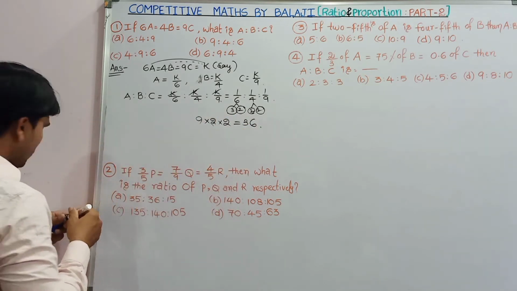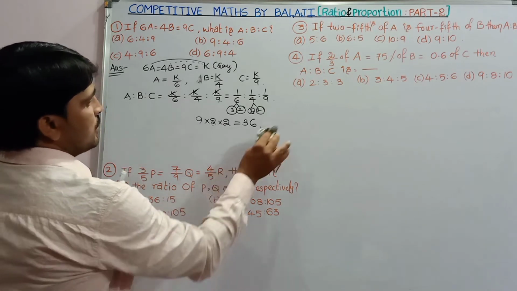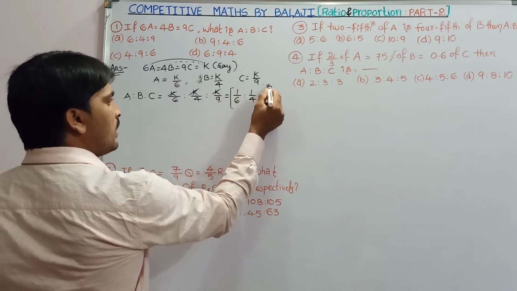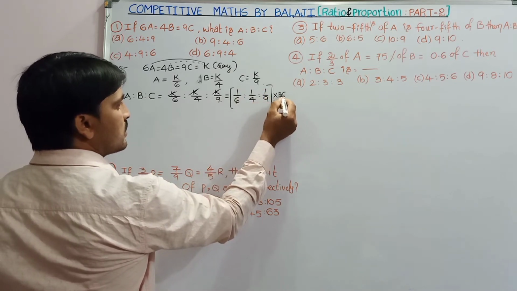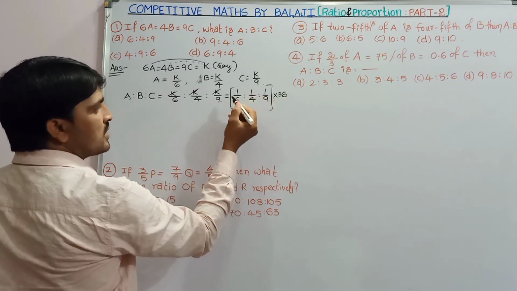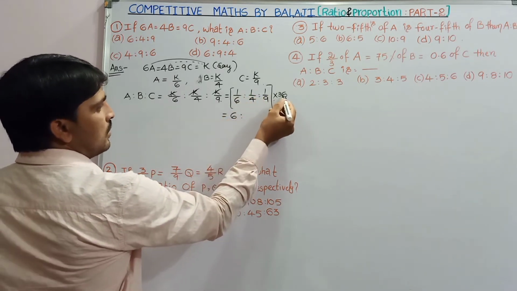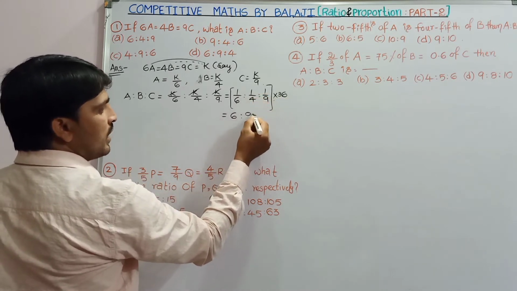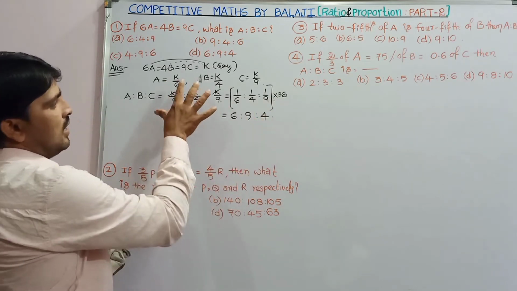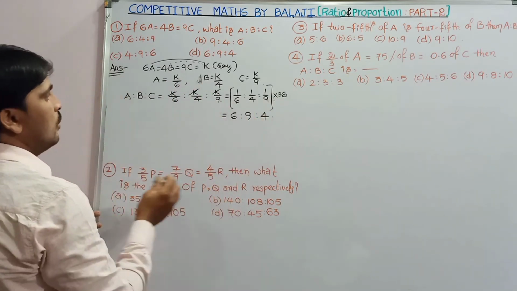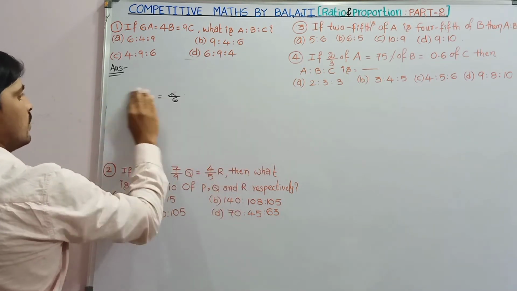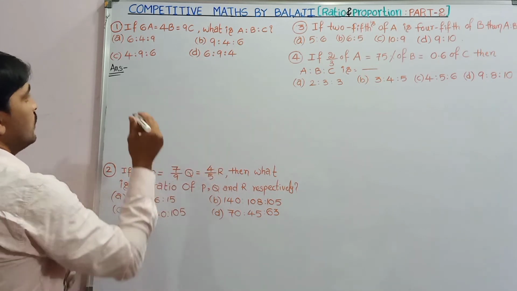So multiply by this LCM. LCM of 9, 4, 6 is 36. So multiply this ratio by 36, that is multiply 36 by each term of the ratio. 36 by 6, that is 6. 36 by 4, that is 9. 36 by 9, that is 4. But this is a lengthy method. Don't do in this method. Let us see a shortcut method.